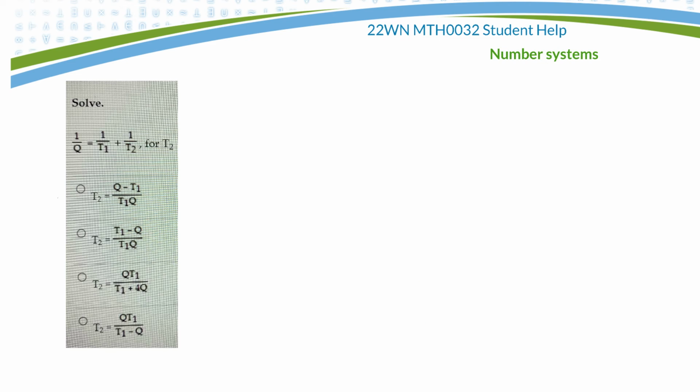All right, now let's take a look at this one. This question says I've got this equation and I want to solve it for T2. One of the problems I see is T2's on the bottom, and that's not a good spot if you want to solve for something. So what you can do is, to get it on top, you can multiply every term by a lowest common denominator. So for this one, the lowest common denominator will be Q T1 T2.